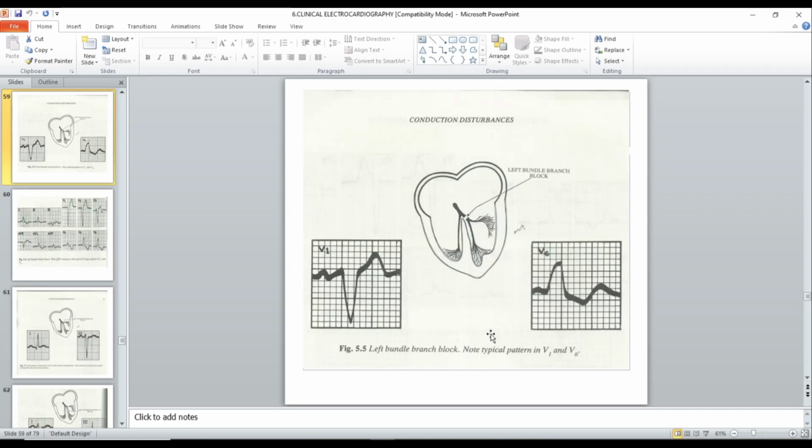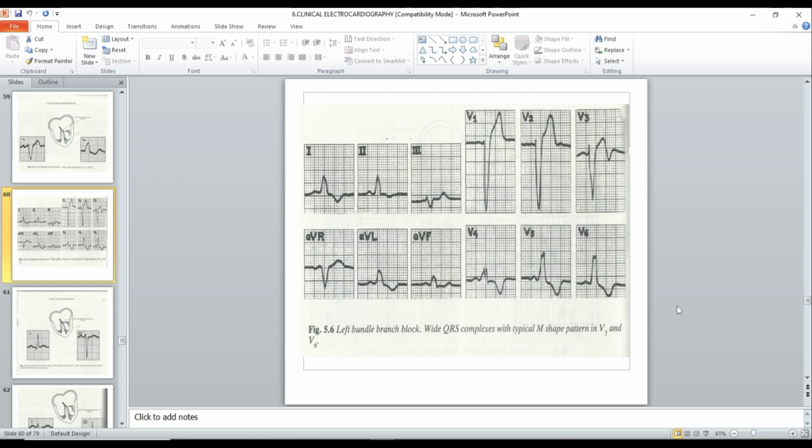The left bundle branch block typical changes are wide S in V1 and wide R in V6. Many times it may be notched, and the duration will be more than 0.12 seconds. LBBB: deep and wide S waves in V1 and V2, deep, wide R waves in V5 and V6 along with ST depression, left bundle branch block.